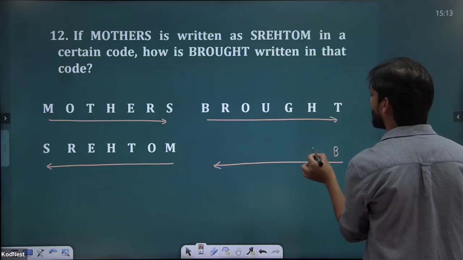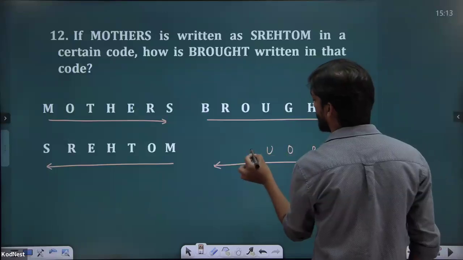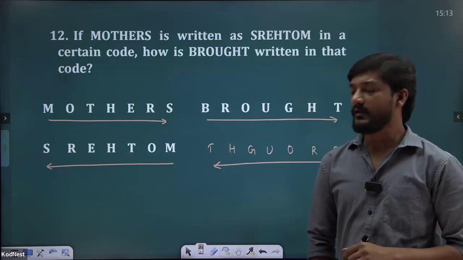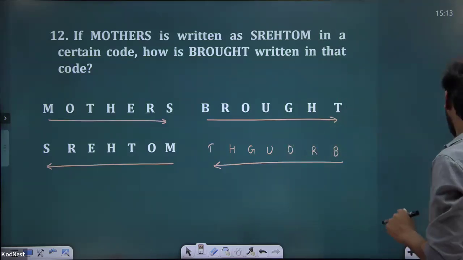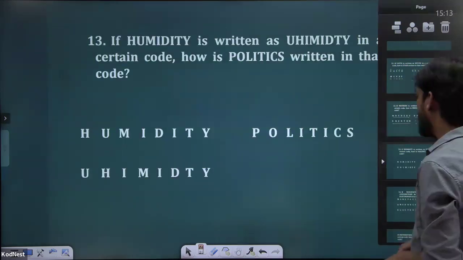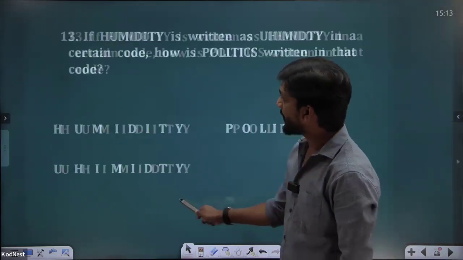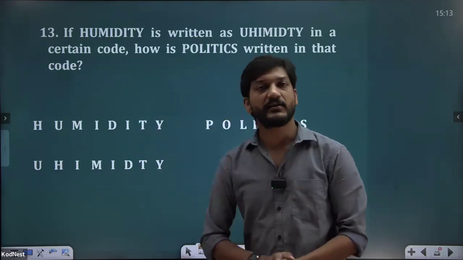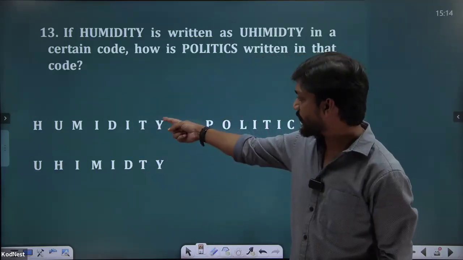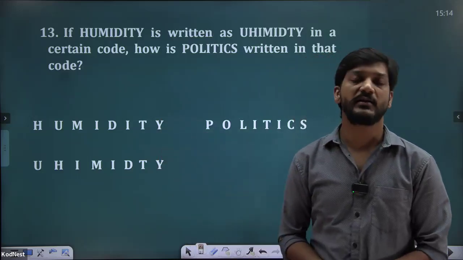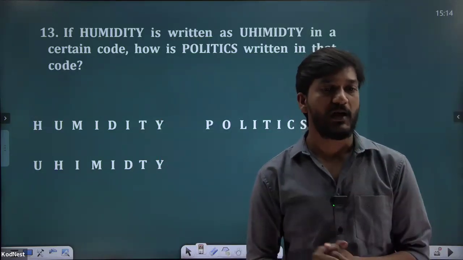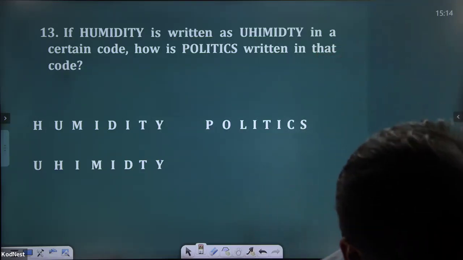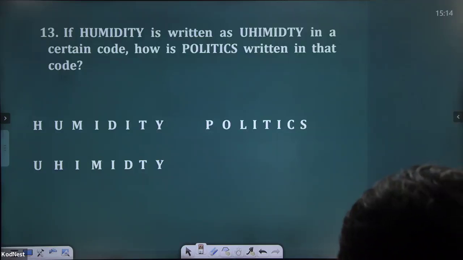So write B, R, O, U, G, H, and T. Okay. It will not always be this. If you try to see the next one, please try to observe that the given word and the code contain the same letters. You can get this feeling once you see the word and the code. Try to observe how the rearrangement has been done. Two letters. Yes, okay, apply that.